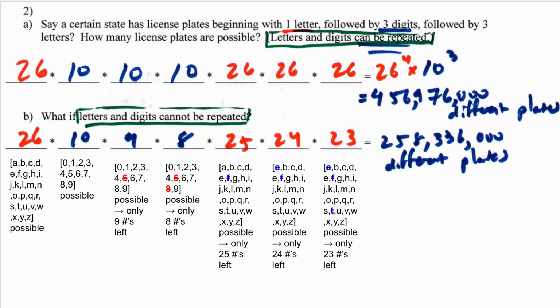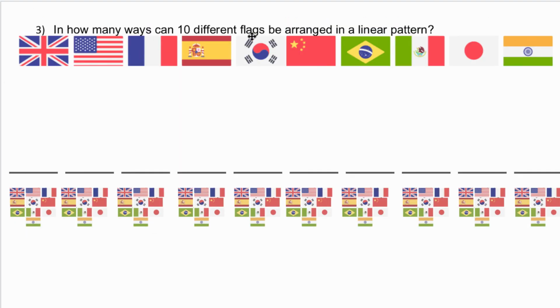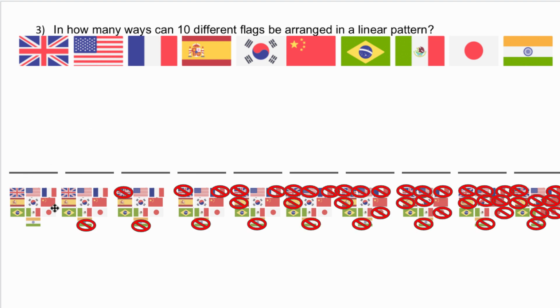Just a couple more examples. So if I have 10 different flags, I want to arrange them in a linear pattern, okay? So again, you cannot repeat flags, right? You're going to arrange them. So if you pick one flag for here, you cannot use it again. So just like we talked about before, it's going to look like this, right? Let's say you pick the flag of India, I believe, for this one. And then you pick the flag of Great Britain for this one. Then you pick the flag of France for this one, right?